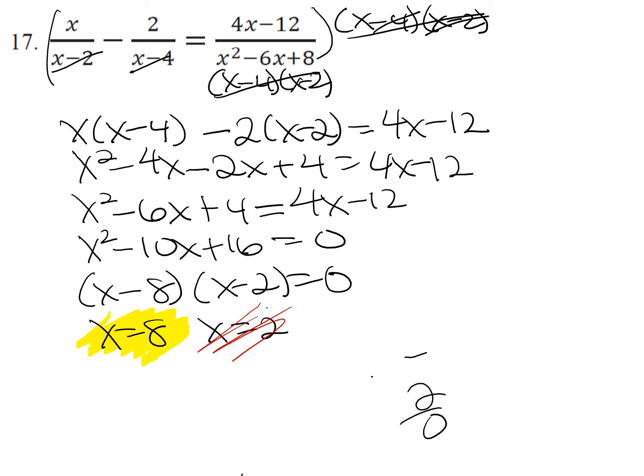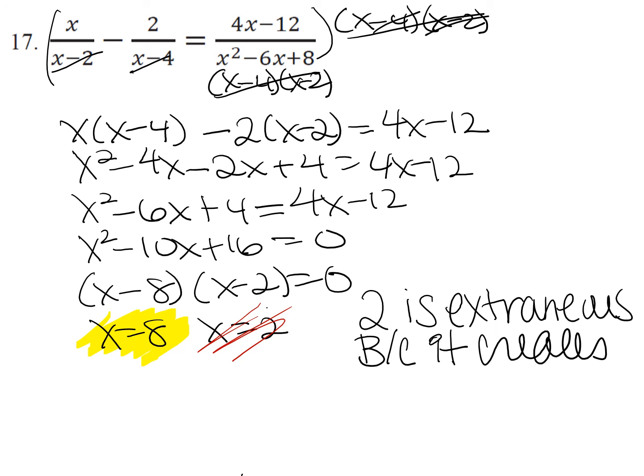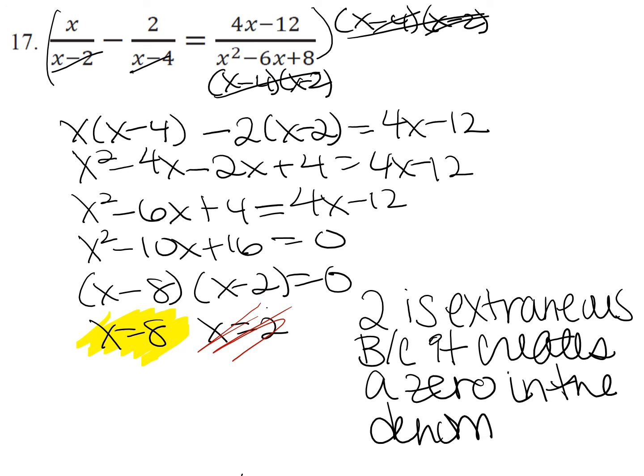Okay, so I'm going to erase this, but then explain my reasoning. 2 is extraneous because it creates a 0 in the denominator. Okay, so only 8 is an answer.